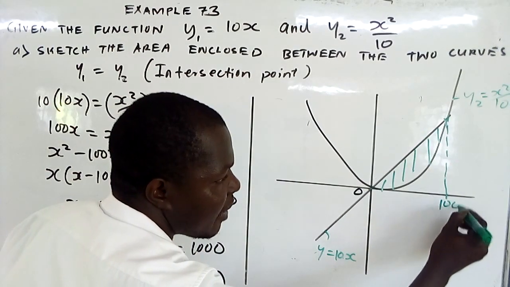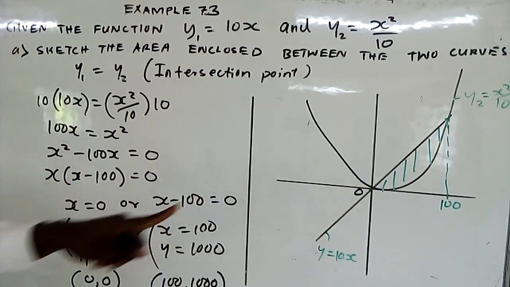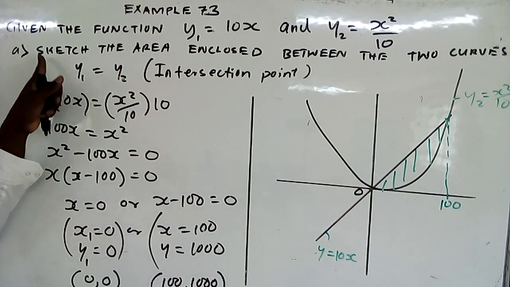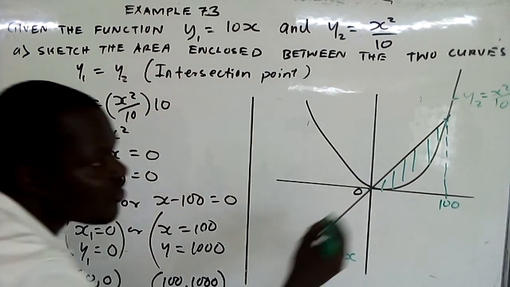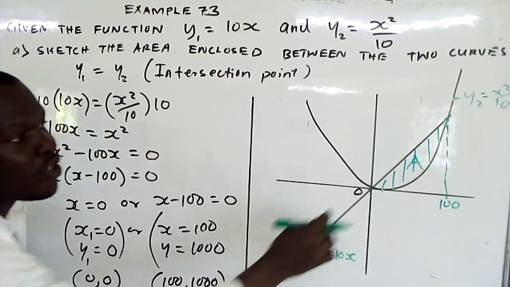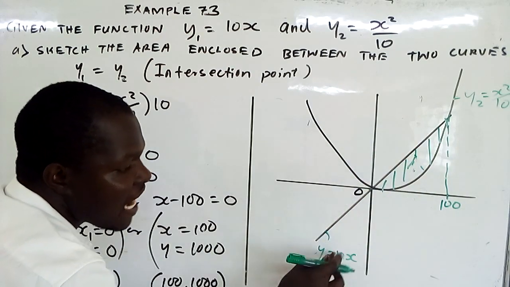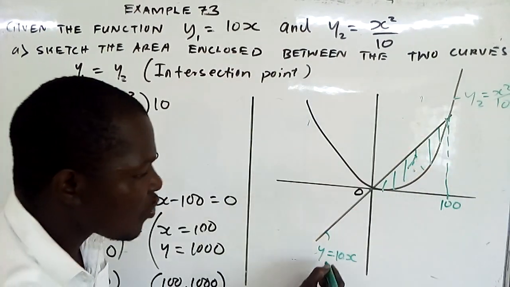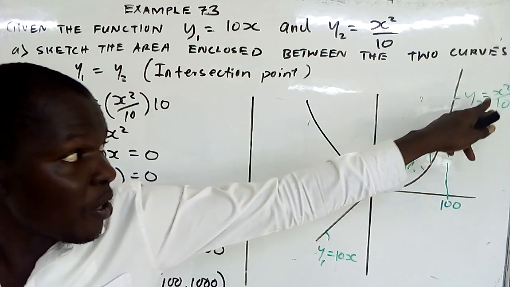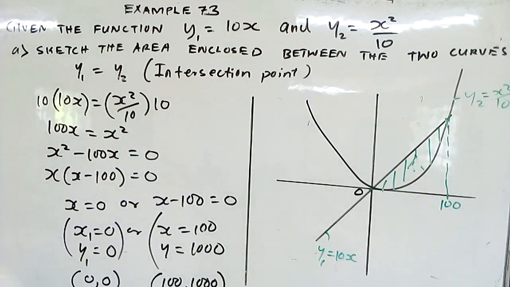X is 100. So you've dealt with part A, sketching the area enclosed between the two curves. You found this area enclosed between those two curves. The line you've labeled y1 is equal to 10x, and the parabola you've labeled y2 is equal to x squared over 10. Are we together?